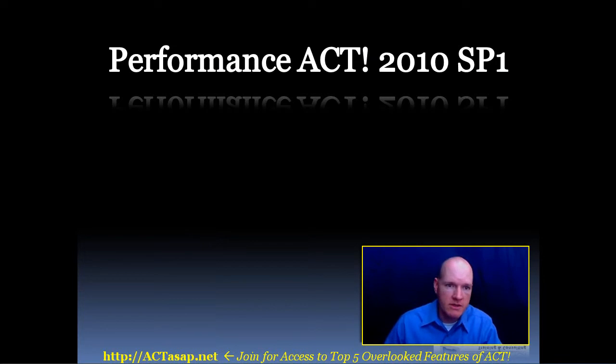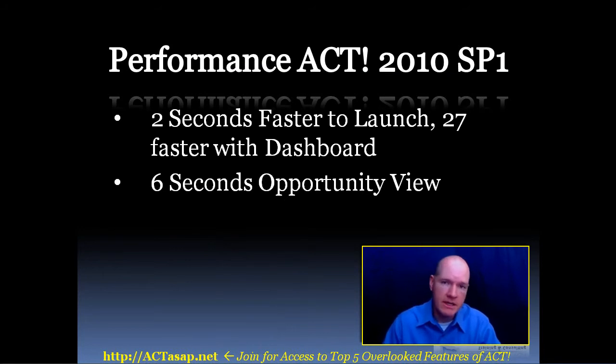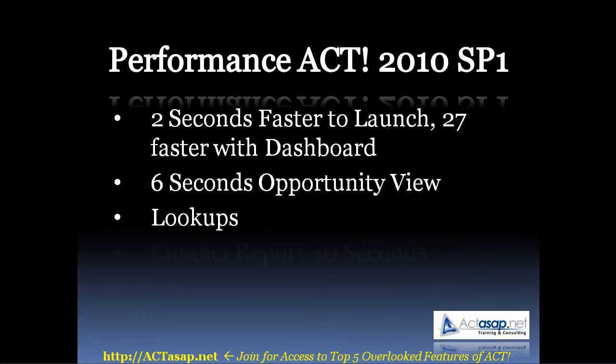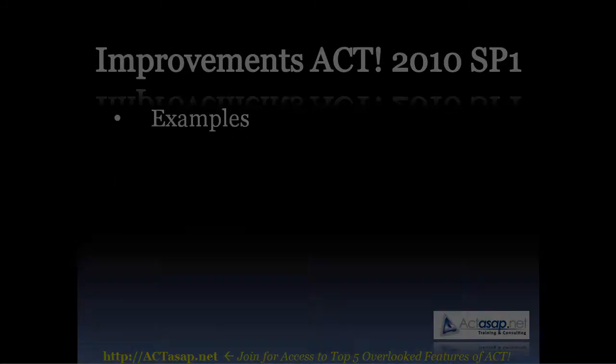Okay, so let's talk about specifically some of the performance enhancements. First of all, it's 2 seconds faster to launch the application, which is great. It's 27% faster if you've got a dashboard as your default first view. 6 seconds faster in launching the opportunity view. Lookups are faster as well. The contact report gained 40 seconds in the benchmarks that Sage used for running a contact report. And email merge runs 10 seconds faster than prior to this support pack.